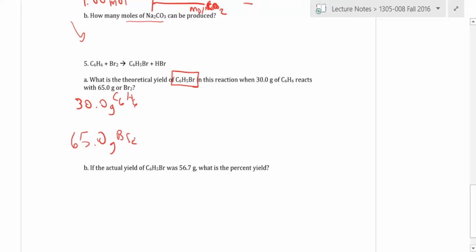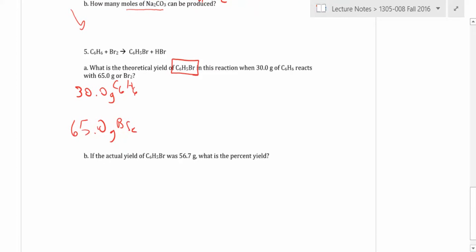And then start with your 65.0 grams of Br2, convert it to C6H5Br. Whichever one is the least, gives you the least amount, is the one that was limiting. The other one was in excess. That's why it gave you more than you should have gotten. So the one that was limiting, that's the one that you use down here. That will be your theoretical yield, okay, of C6H5Br.